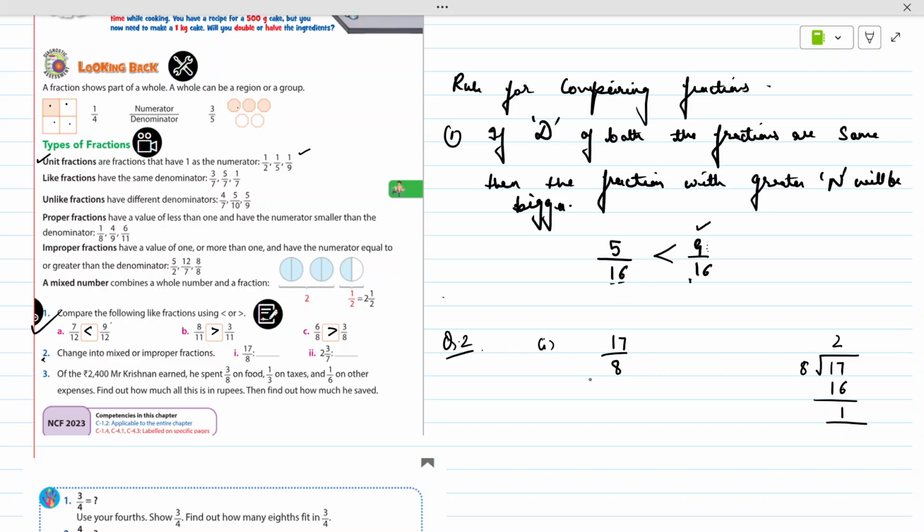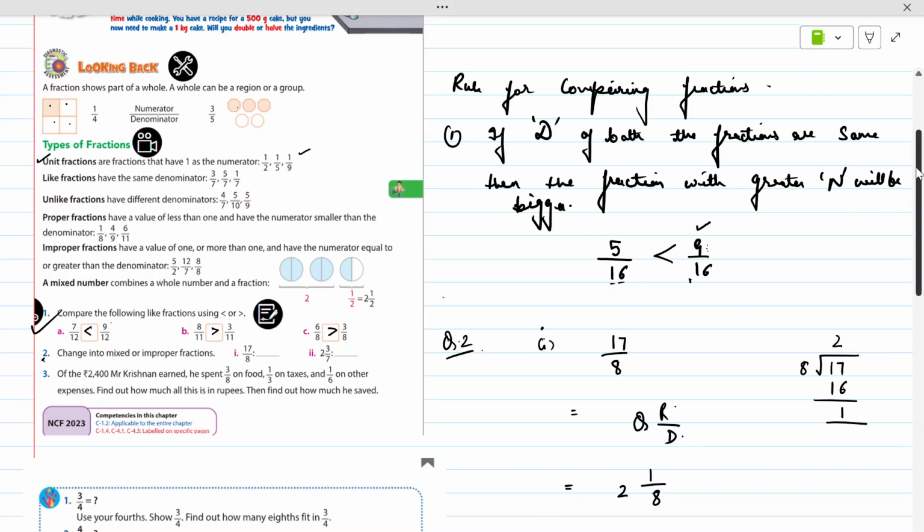Okay. Now the formula to represent a fraction as a mixed fraction is Q R by D, where Q is the quotient, R is the remainder, and D is the divisor. Okay, so let us put all the values of this question in the formula. Q is the quotient, which is 2 here, R is the remainder, which is 1 here, and D is the divisor, which is 8 here. Okay, so this is our mixed fraction.